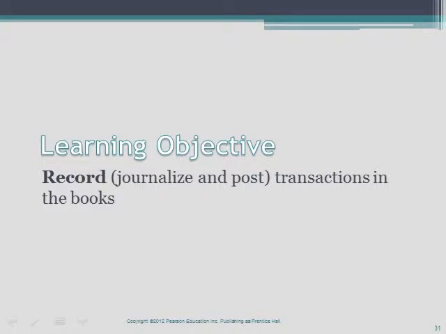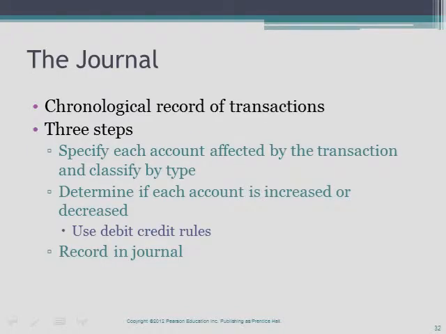So next we want to talk about how we journalize and post transactions in the books. Accountants use a chronological record of transactions called a journal, also known as a book of original entry. The journalizing process follows 3 steps.